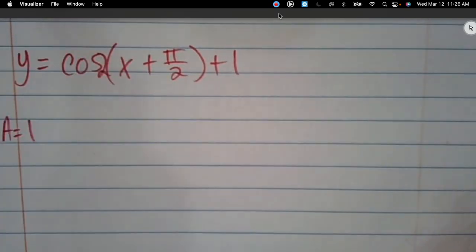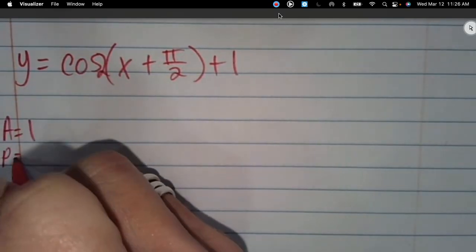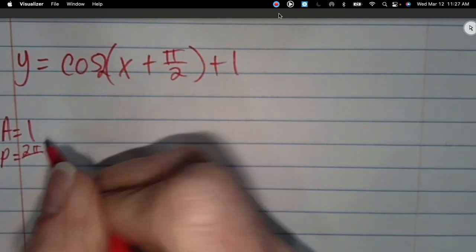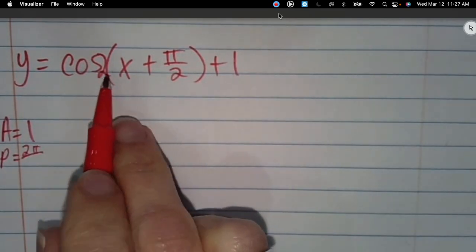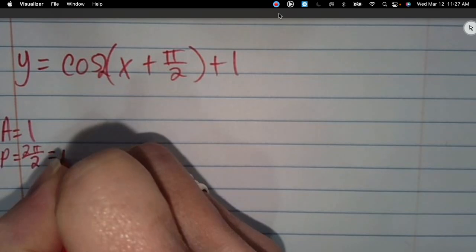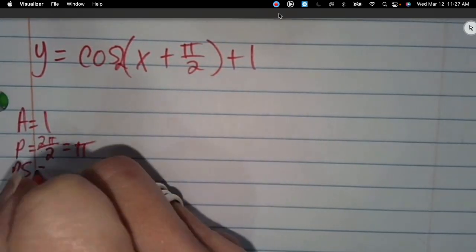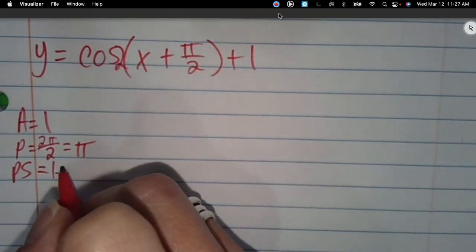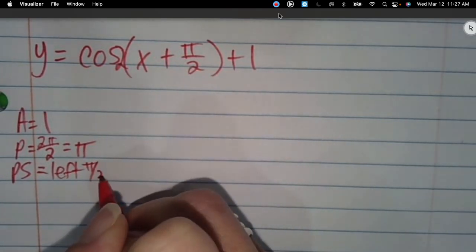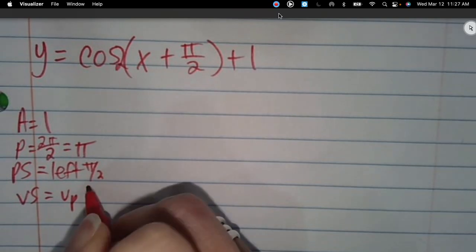My amplitude is 1. The period is 2 pi over, I added that 2 in there. I know that's hard to see. I hope y'all are paying attention because I won't be here tomorrow to help you. So the period is pi. Then my phase shift is going to be to the left, pi over 2. And my vertical shift is up 1.